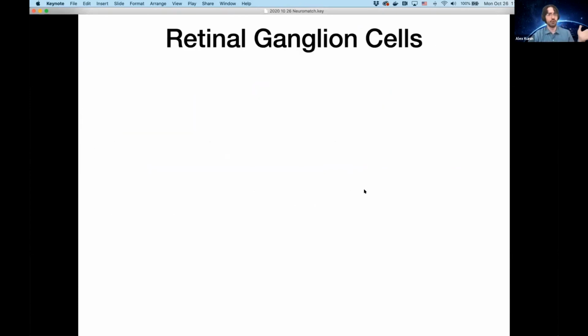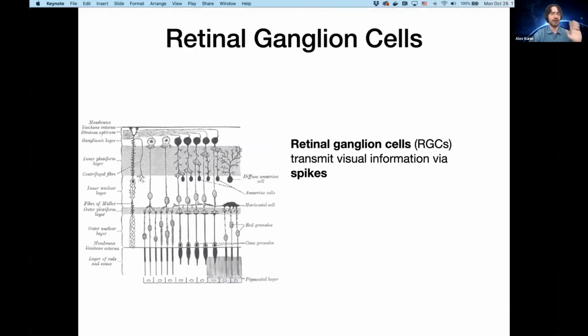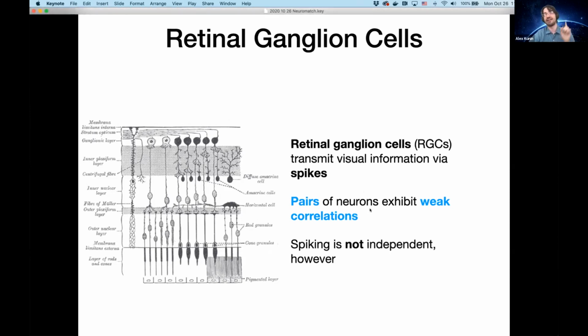So first, just a real quick note on retinal ganglion cells. Retinal ganglion cells are spiking neurons in the retina. They are generally very weakly correlated, even in the face of naturalistic stimuli where nearby pixels of the image might be very highly correlated, but they are not independent, and I'll come back to this in a moment. So this is a population level statement: weak pairwise correlations.